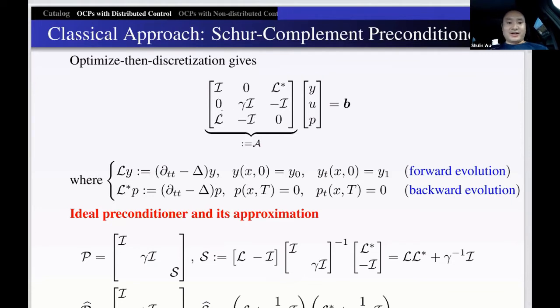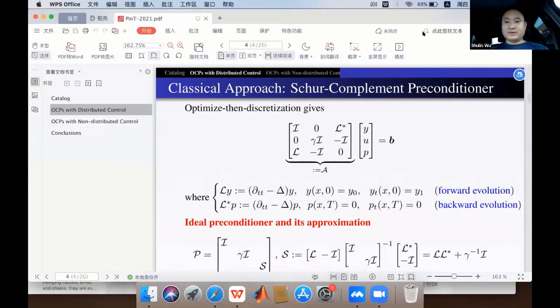This L star and L are the forward and backward evolution of the PDEs. If it is a hyperbolic or parabolic OCP, this is just the first order derivative, and there's no this term. So the I don't know why. I think I can only use this.